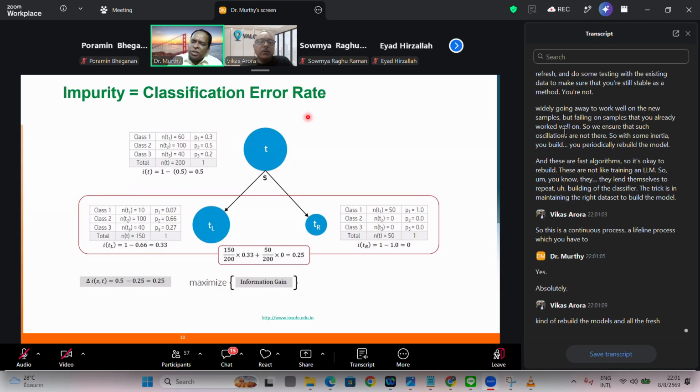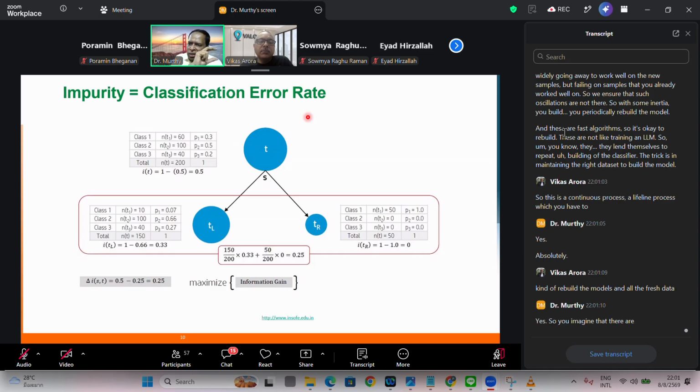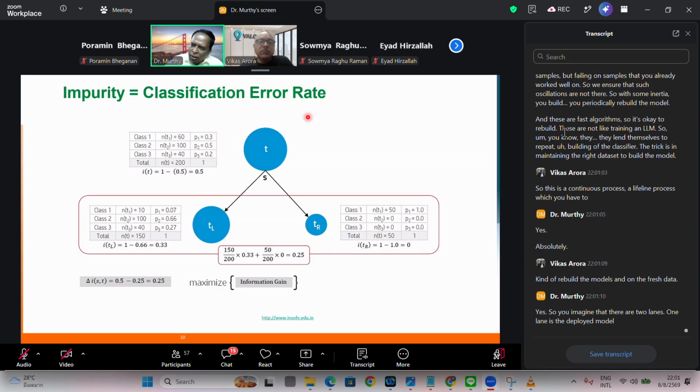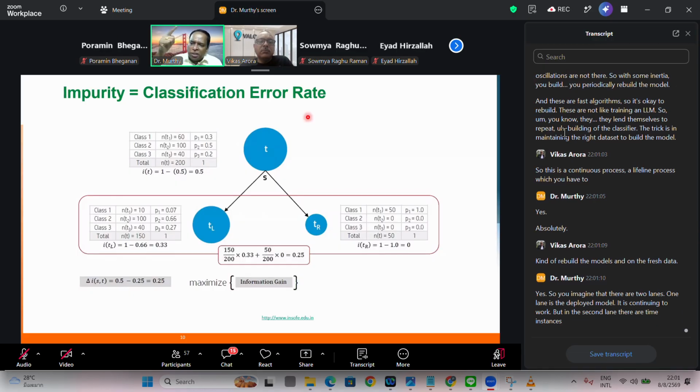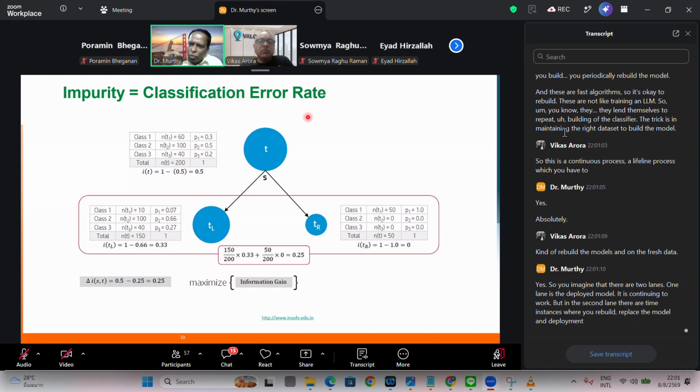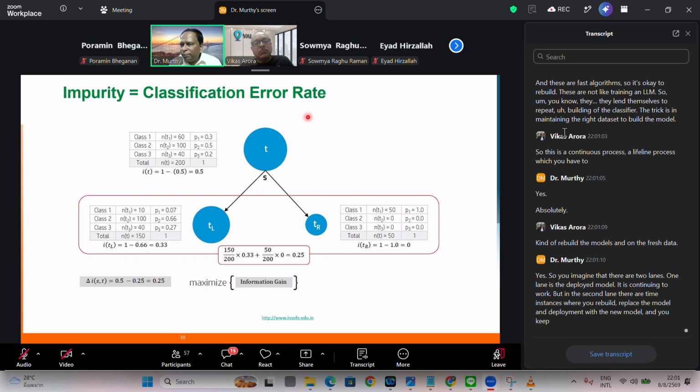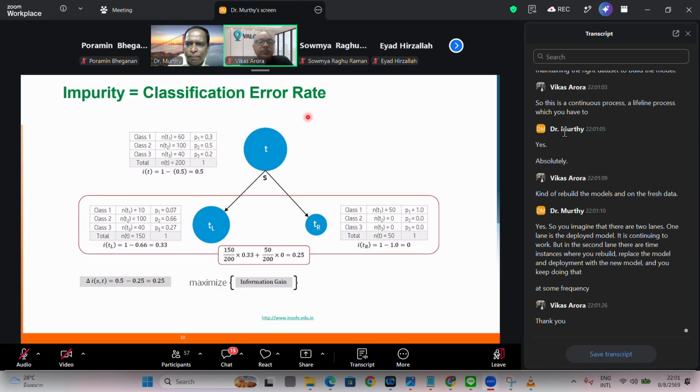Yes. So you imagine that there are two lanes. One lane is the deployed model. It is continuing to work. But in the second lane, there are time instances where you replace the model in deployment with the new model, and you keep doing that at some frequency. Thank you. Yeah, sure.